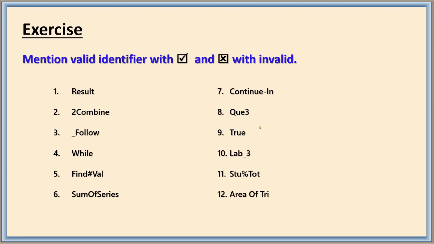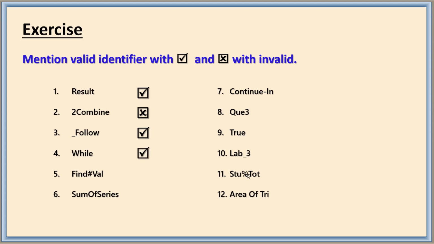You just check now. Result is right, to combine is wrong. Do you know the reason? Yes, the 2 is in the beginning, which is a digit, it is not allowed. And then underscore follow, yes, this is right. It can start with underscore, but you need to understand one thing here. Any name that starts with underscore will have a special mention for it that you will learn in future classes. No need to worry, but as of now it is correct.